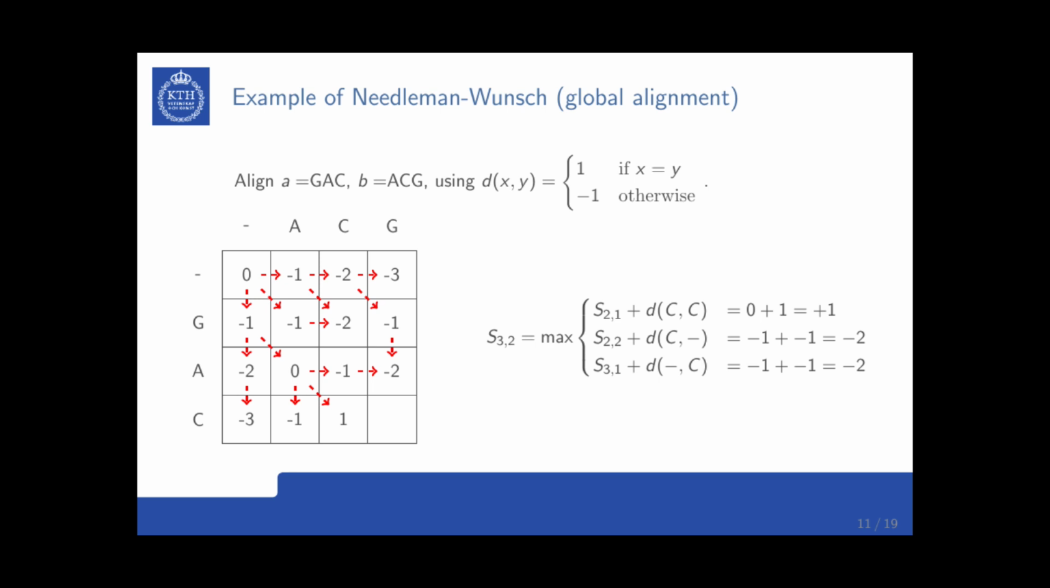S32 could either be reached diagonally from a 0 with a match between C and C, and that will give you a score of +1. Finally, a positive element here. Or you could move vertically or horizontally, in both cases a -1 plus a gap penalty, giving -2.